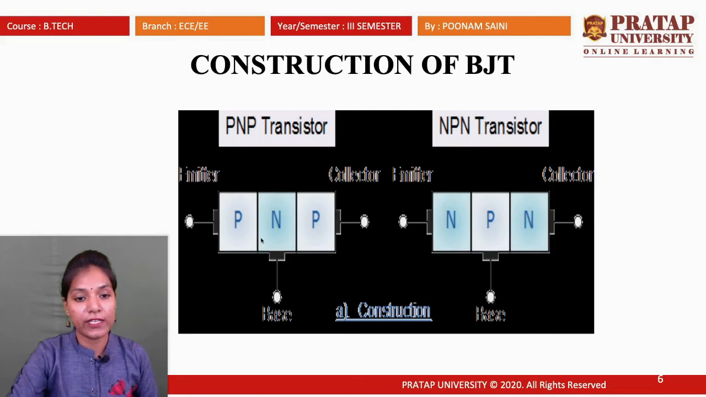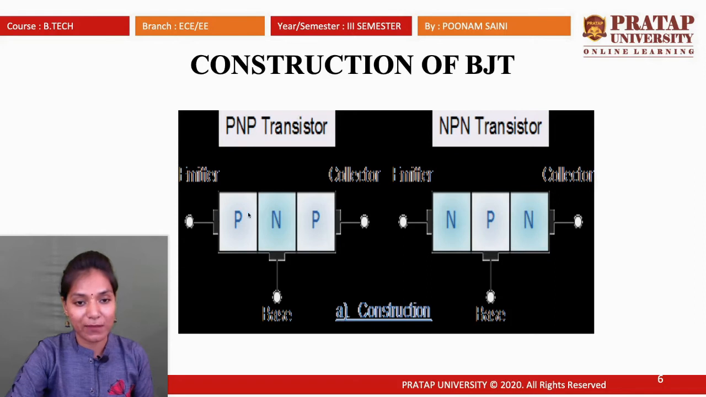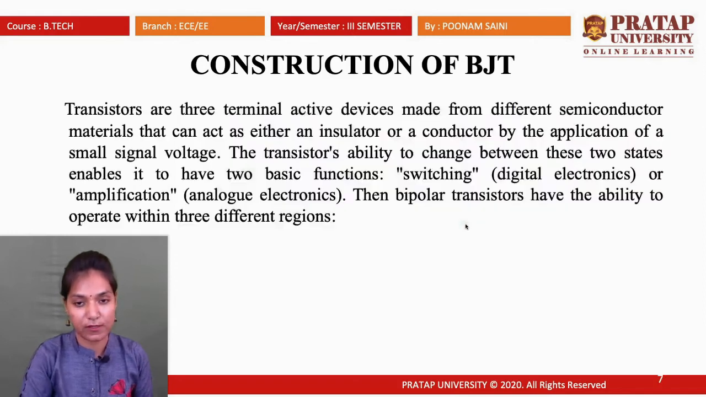You can see that when the N region is sandwiched between two P regions, it is known as a PNP transistor, and when the P region is sandwiched between two N regions, it is known as an NPN transistor. So you can correctly check which is a PNP transistor and which is an NPN transistor.